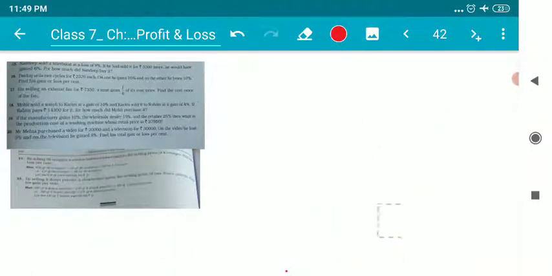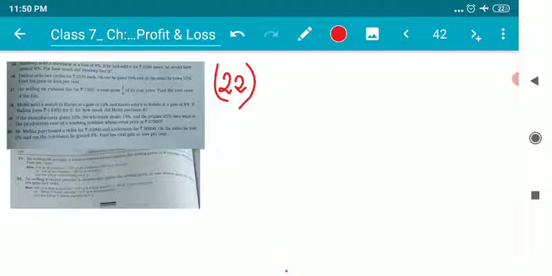The next question is question number 22. Children, the question is, by selling 8 dozens of pencils, a shopkeeper gains the selling price of 1 dozen of pencils. Find the percentage of gain. When the person is selling 8 dozen, means 96 pencils, he's making a profit of only the selling price of 1 dozen of pencils.